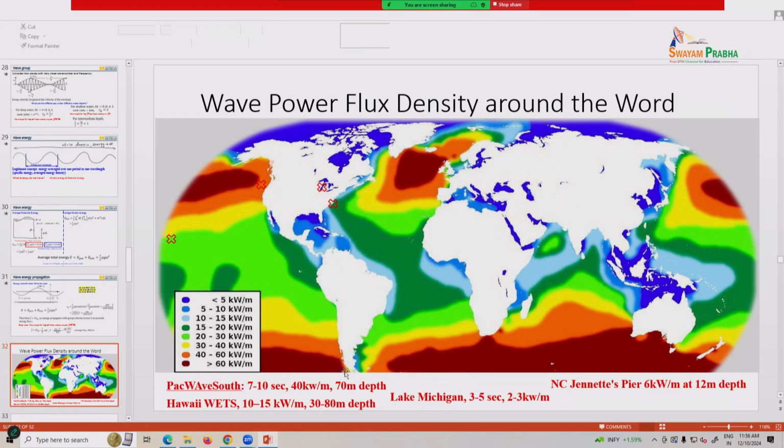Okay, so that is, I listed these three. Those are test sites. Sometimes you can read the papers. People did the tests in these sites.